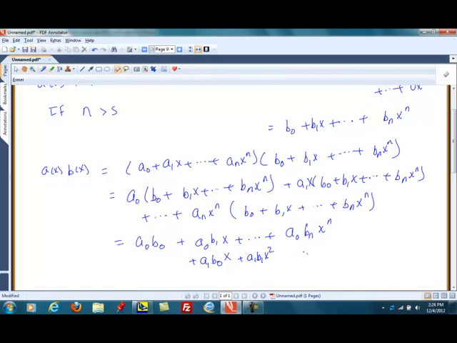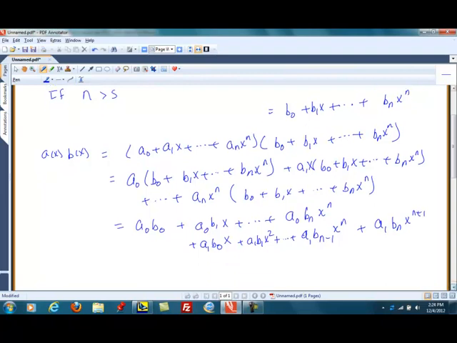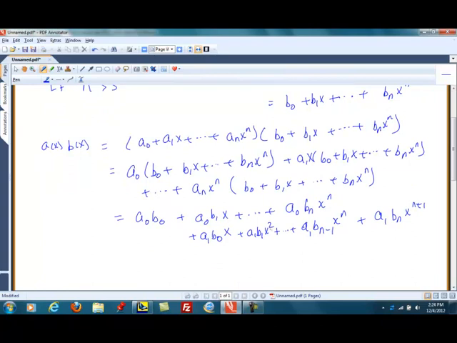I want some space here. And then we'll have an A1, Bn minus 1 x to the n plus an A1, Bn x to the n plus 1. Does that make sense? So if we continue in this pattern, the next one coming down, the A2 has an x squared on it, so you'd have an A2 B0 x squared. You guys see that? And then you have an A2 B1 x cubed, and so forth.